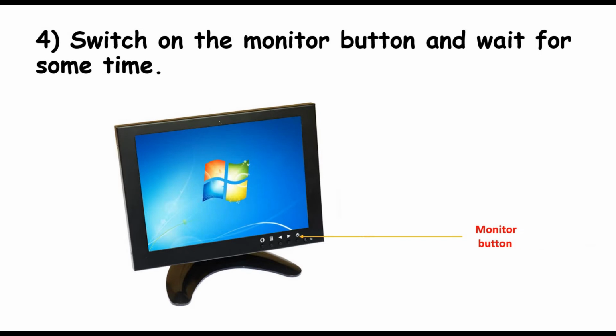Number 4. Switch on the monitor button and wait for some time. The fourth point is to put on the monitor or the screen. There is a button at the bottom of the monitor. We need to put it on so that we can see our computer working.